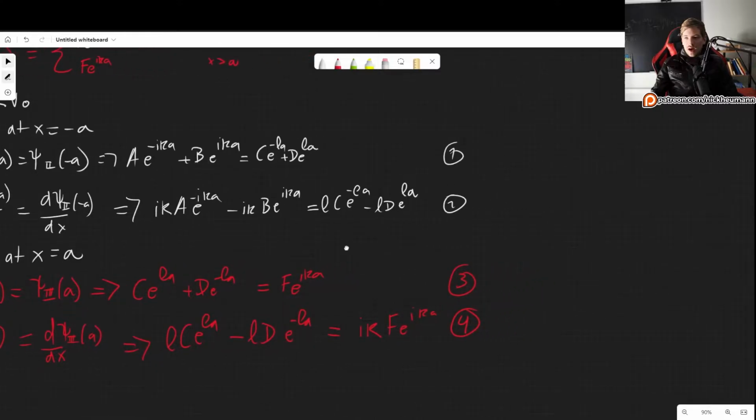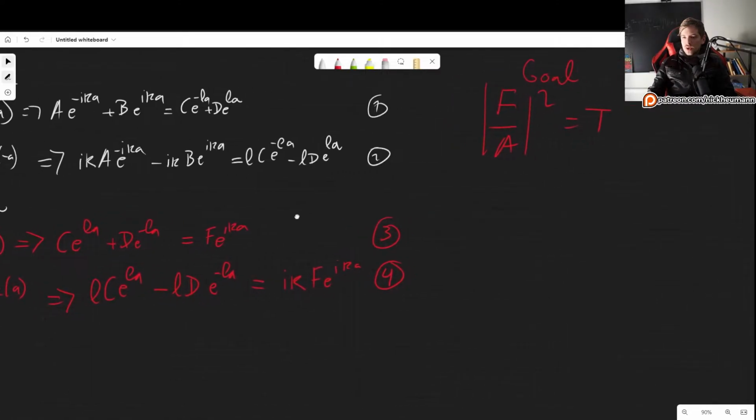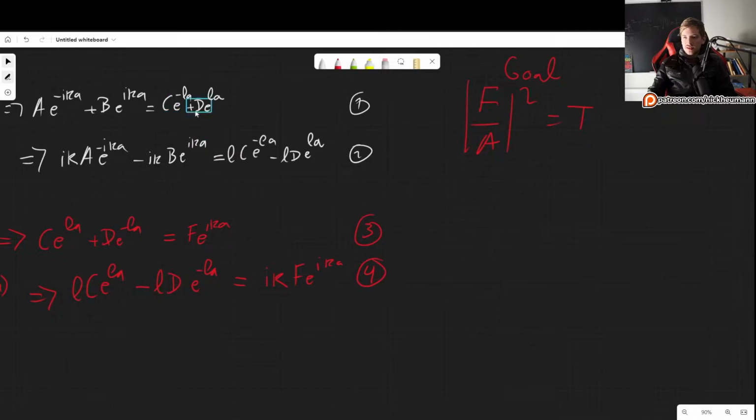Okay, now our goal is to take these 4 equations and find F over A squared, because this is T, right? That's our objective. This is our goal. So we need to get rid of C, D, and B, okay? If we wanted to find R, for example, we would need maybe B over A or something, but that's not what we want right now. So how can we possibly get rid of C, D, and B?